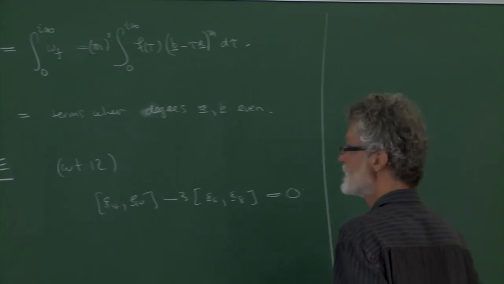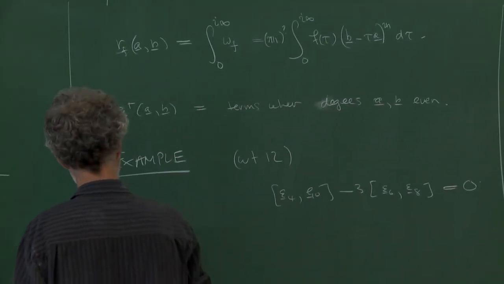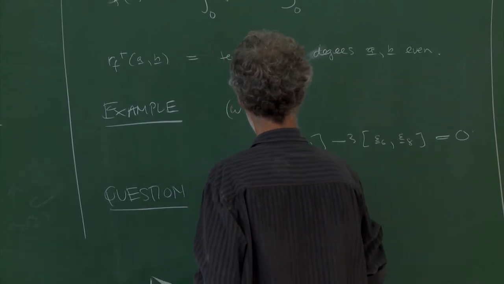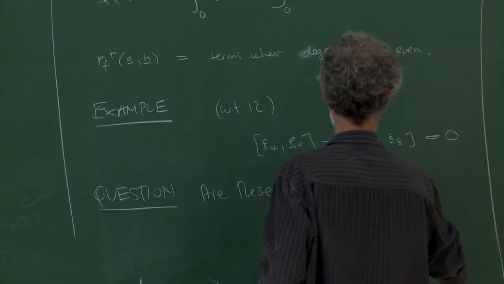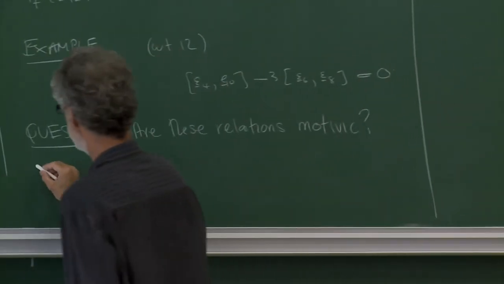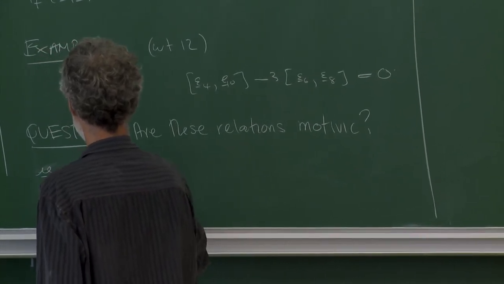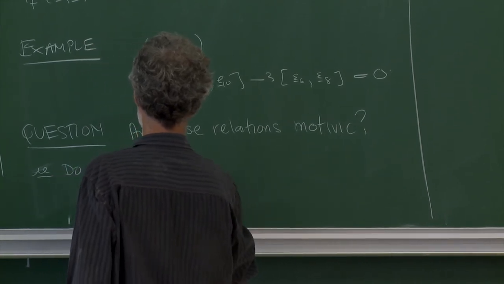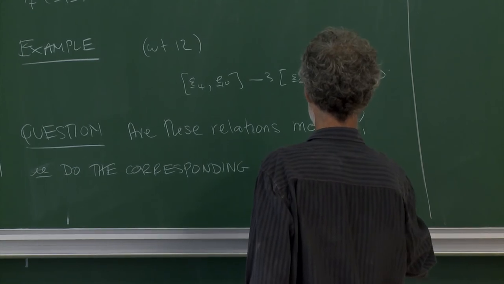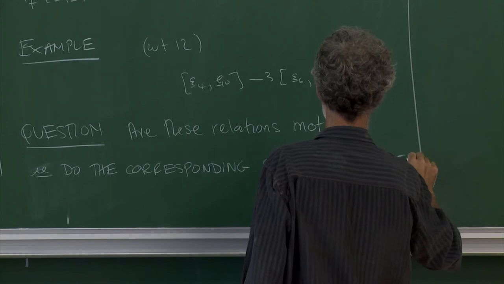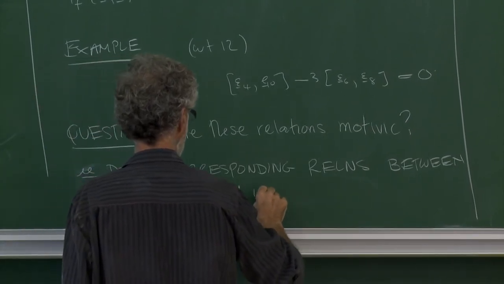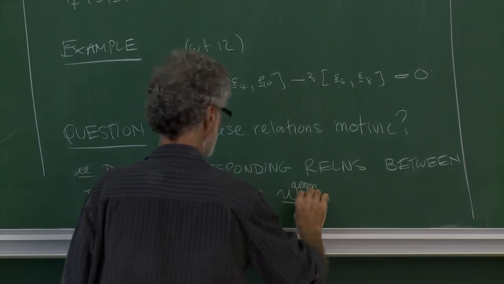And now the question is, are these relations motivic? What do I mean by that? I mean, do the corresponding relations hold between the motivic guys, the epsilon_{2n+2}'s, in U^geom, the motivic elliptic motive Lie algebra?